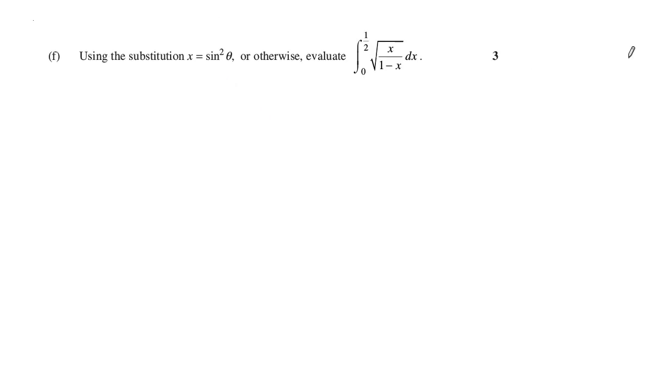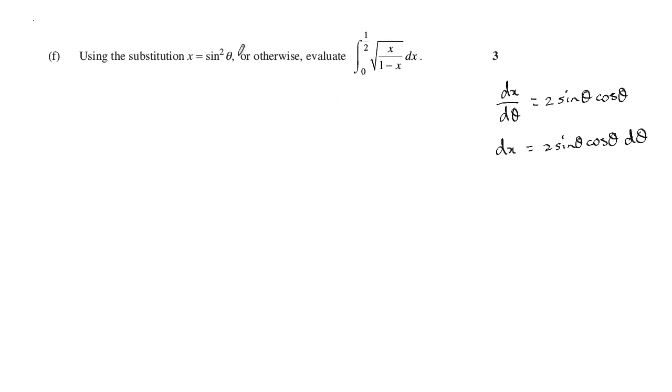Part F. We'll need to differentiate that so that we know what to replace the dx with. And that will give us, we have to use the chain rule there because it's like sine theta squared. So that'll give you 2 sine theta times the derivative of sine theta, which is cos theta. And then we can rearrange that. So dx is 2 sine theta cos theta times d theta.